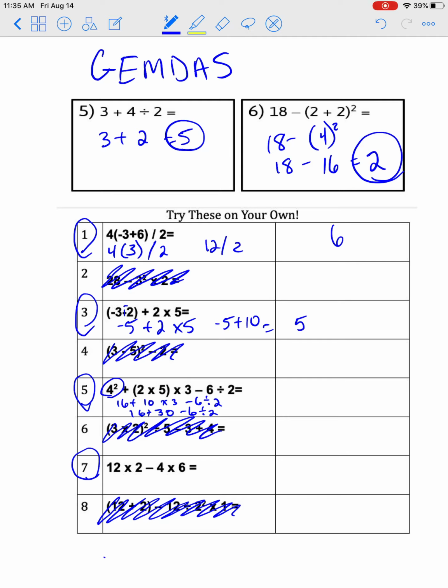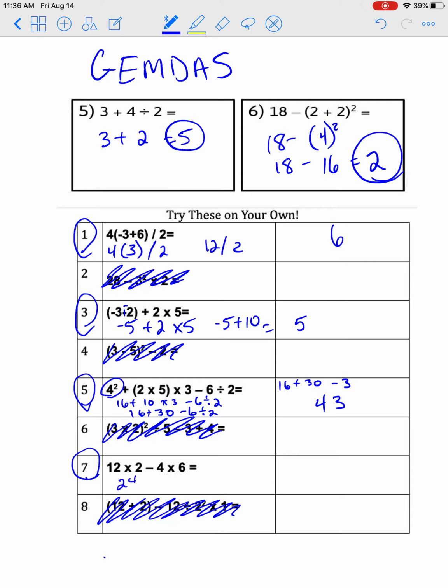Can I go 16 plus 30 minus blah, blah, blah? I can't. I've got division, right? I've got to follow GEMDAS. So I'm going to come over here. 16 plus 30. Going to do the division. What is negative 6 divided by 2? That'd be negative 3. Now I can go straight across. 16 plus 30 minus 3 is 43.